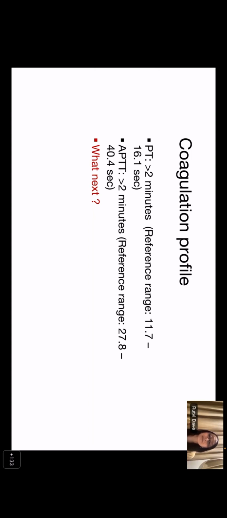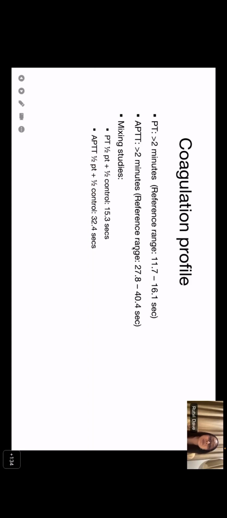Mixing studies. First we will do mixing studies, right? That's what we discussed. Whenever you have a prolongation, how do you know whether it is a deficiency or an inhibitor? When you have prolonged PT and APTT, you do the mixing studies. Now mixing studies are giving complete correction of both PT and APTT. Now what next? TT.